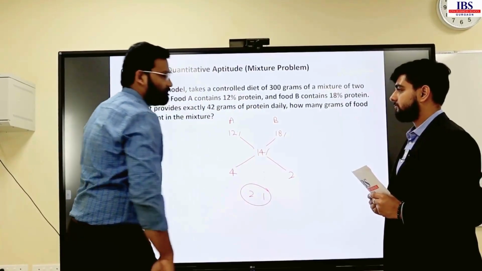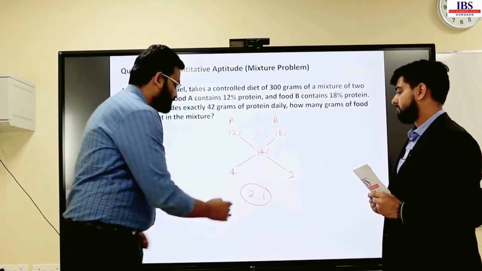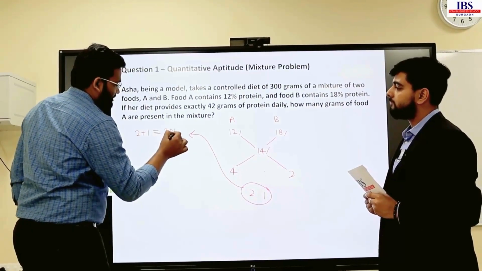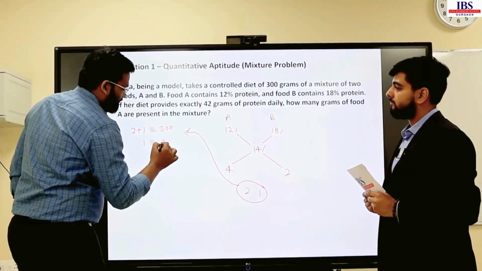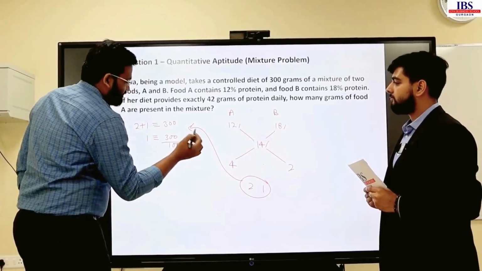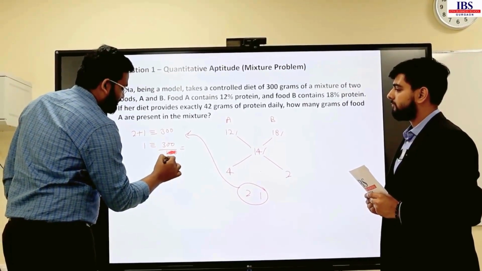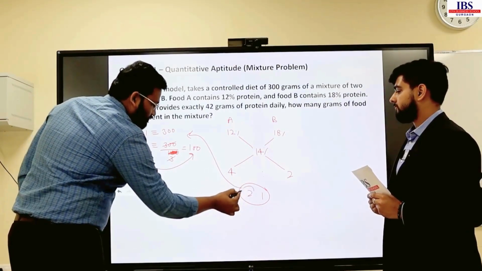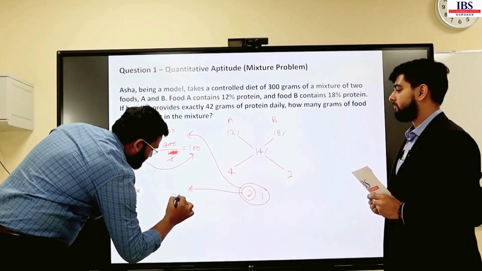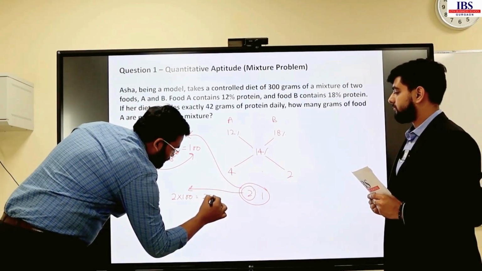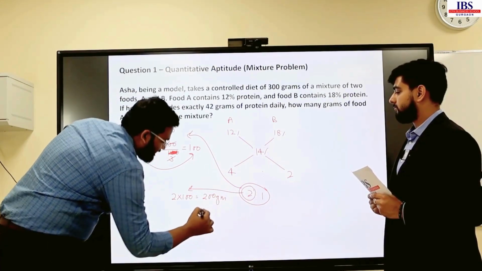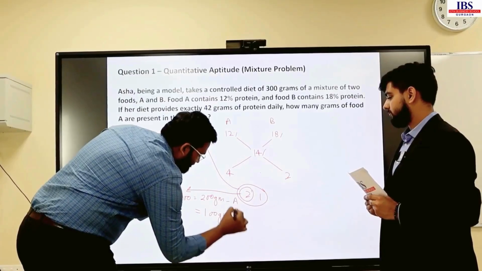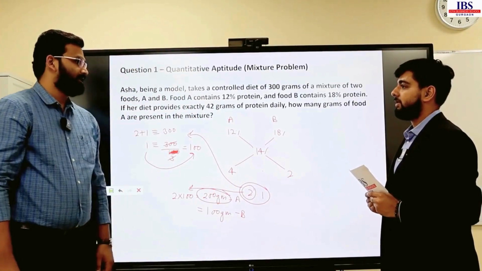So this 2:1 is comprising 300 gram. So we can say that 2 plus 1 is equal to 300 gram. So 1 is equal to 300 upon 3, that is equal to 100. It means that if 1 represents 100, then 2 will be represented by 2 into 100, that is equal to 200 gram of food A and 100 gram of food B. So our answer is 200 gram. I think that this is clear.